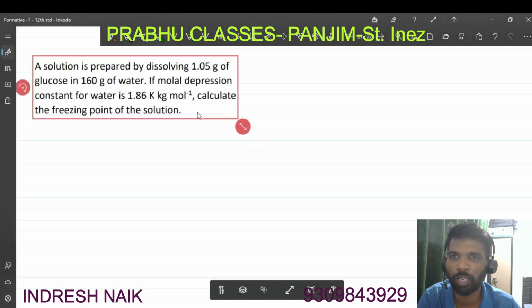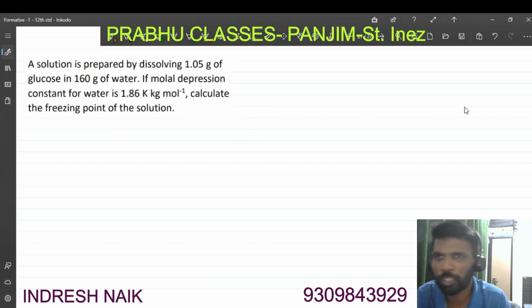The question is about the depression in the freezing point. First, we'll understand the depression in the freezing point. It is also a colligative property. What is the definition of a colligative property? It is a property which depends upon the number of solute particles, right? So, depression in freezing point is one of those quantities.